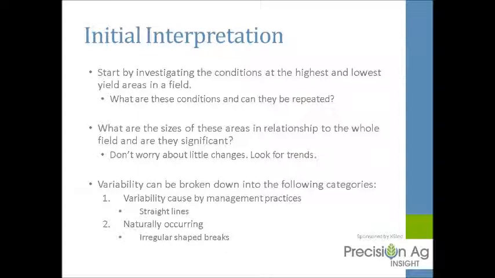And obviously, variability in that field can be broken down into two categories: management practices that cause variability, and naturally occurring variability. So straight lines in the field would indicate fertilizer application, hybrid change, seeding rate change, something like that. Then irregular shape breaks obviously would be elevation, soil type, drainage issues, things like that.